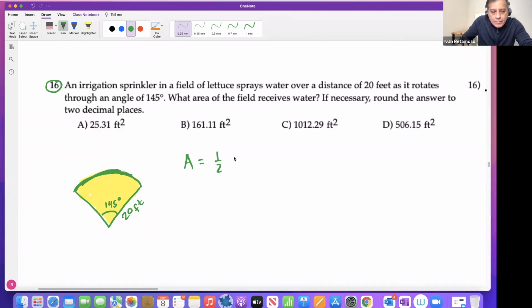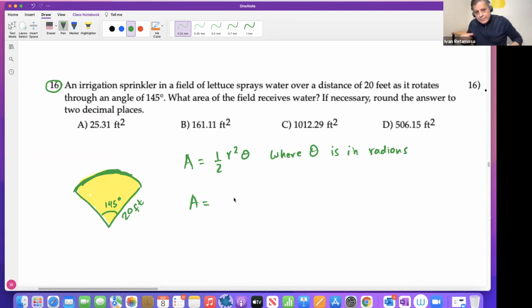Hint, the formula is 1/2 r squared times theta, where theta is in radians. Go ahead, try to compute that.